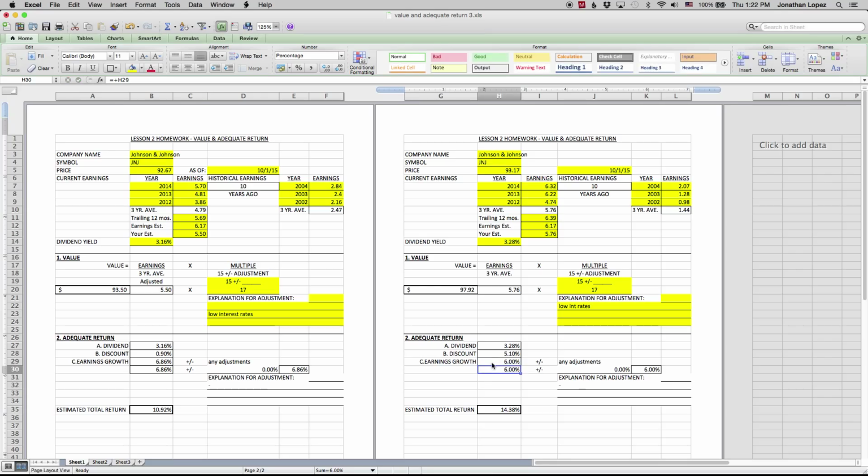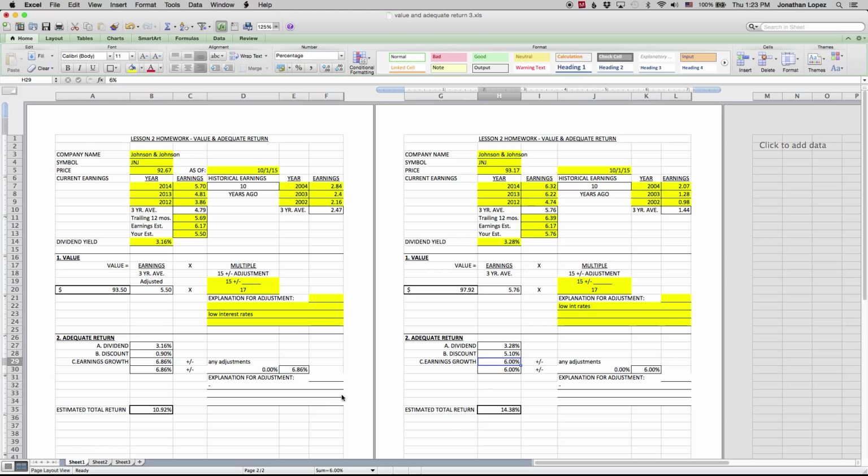Okay, and we get roughly the same recommendation, which is buy it, because the value is more than the price. Our dividend, the only difference here is what we got for a discount. But as a long-term investor, we're really looking at our dividend and our earnings growth. So we're looking at about a 10-11 type of return. You don't get the exact same numbers, but you get the same conclusion.